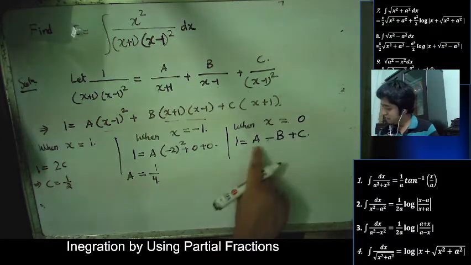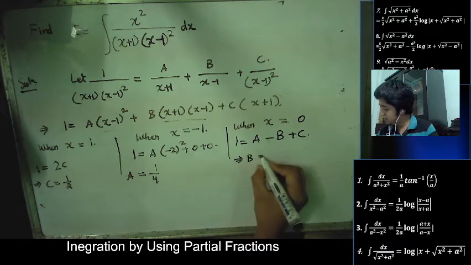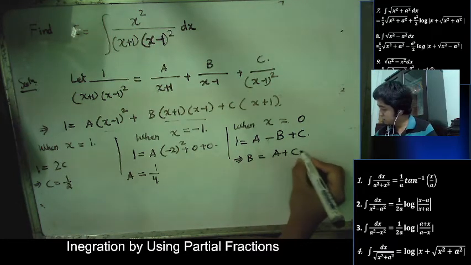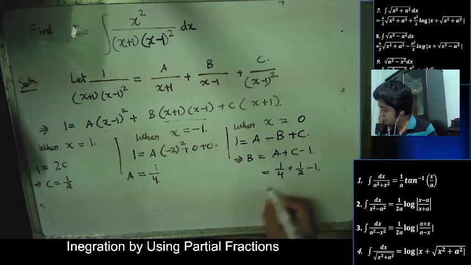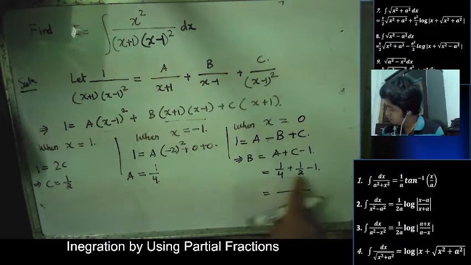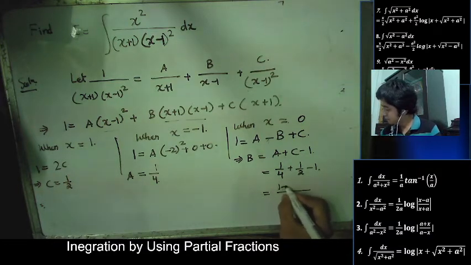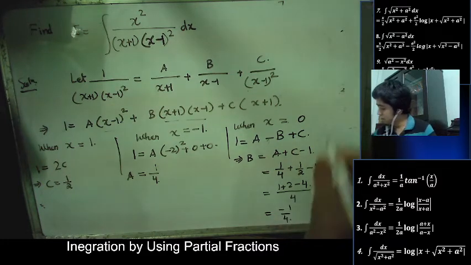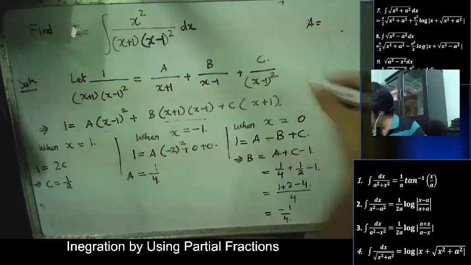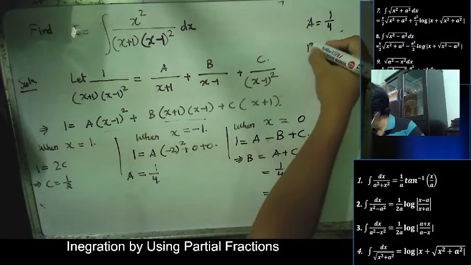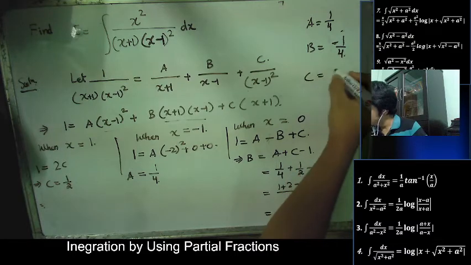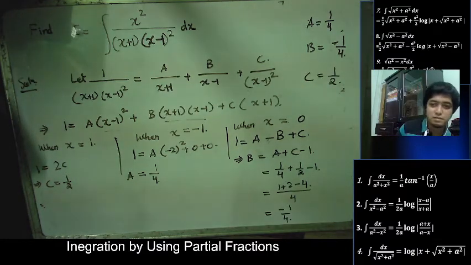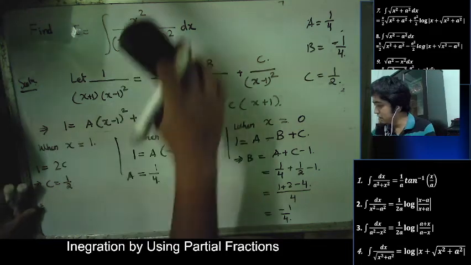We need the value of b. So b will be a plus c minus 1, 1 by 4 plus 1 by 2 minus 1. Take the LCM: 1 plus 2 minus 4 upon 4. Again, let me just note down the values. b is equal to minus 1 by 4, and c is equal to 1 by 2. So these are the values that we got.